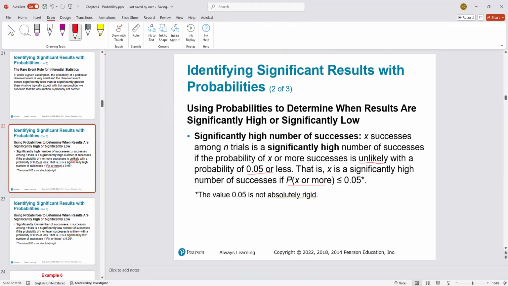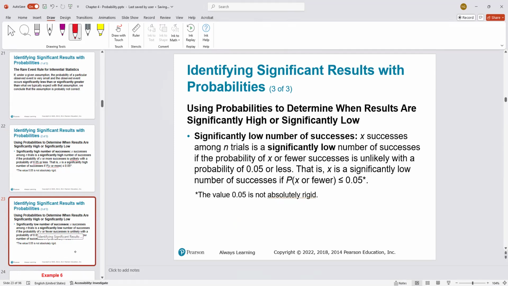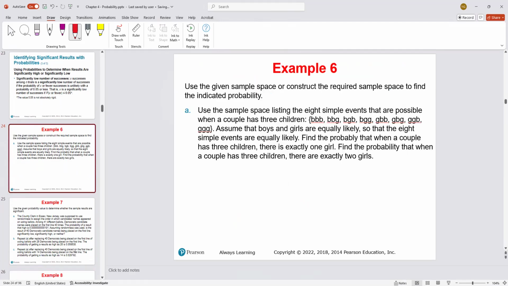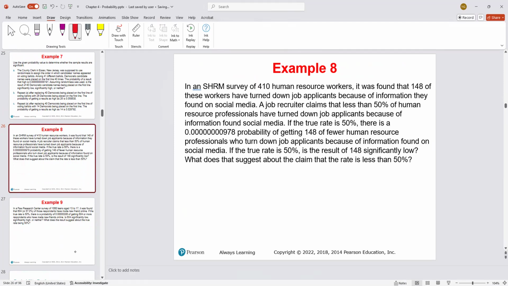The value of 5% is not absolutely rigid, but we also say significantly low: X successes among N trials is a significantly low number of successes if the probability of X or fewer successes is 5% or less. That is, the probability of X or fewer, not more, is less than 5%. So we're going to do a few examples to cover it.